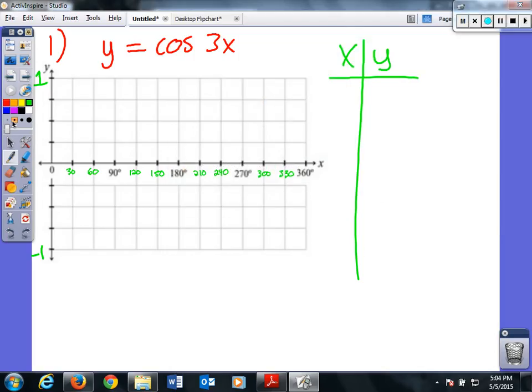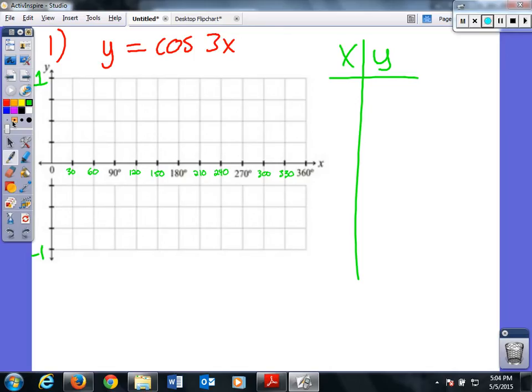Looking at this equation, you can see that we're going to have a different period. So we have a number inside the cosine, that's going to change the period. One way to think about this is that the number in front of x is going to tell you how many cycles this has in 360 degrees.